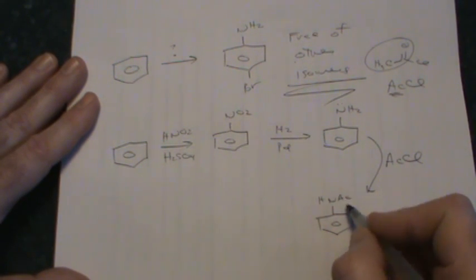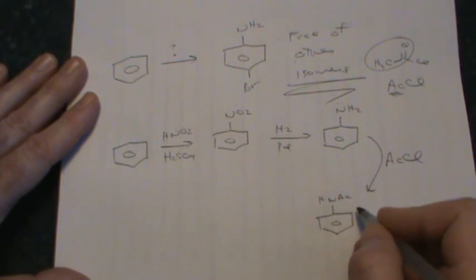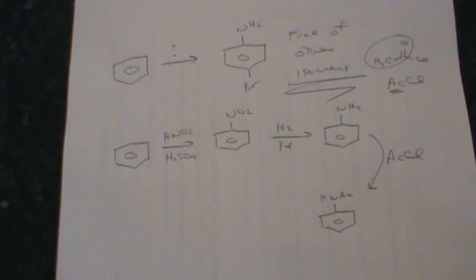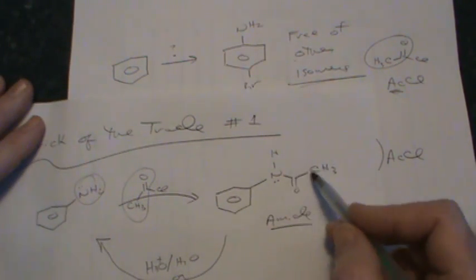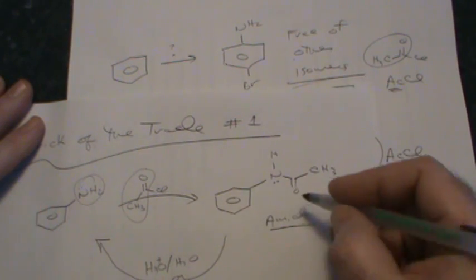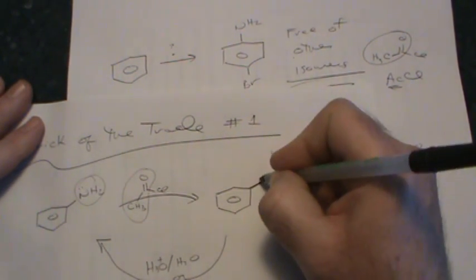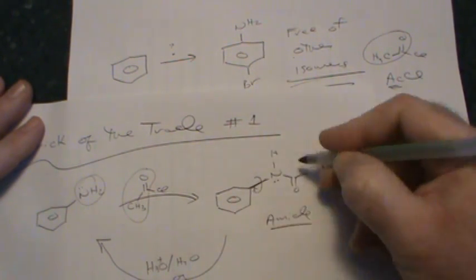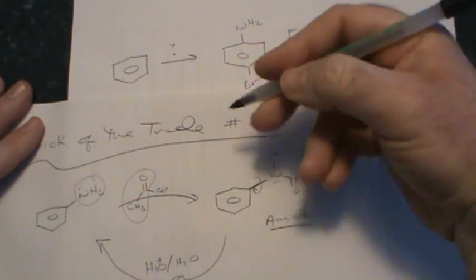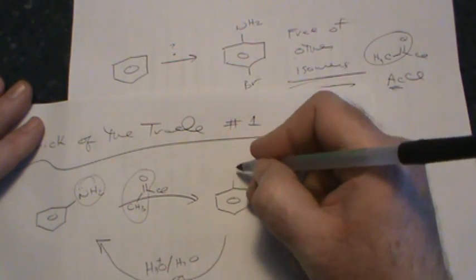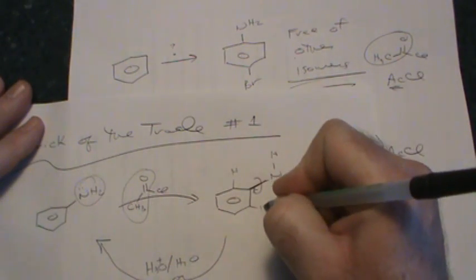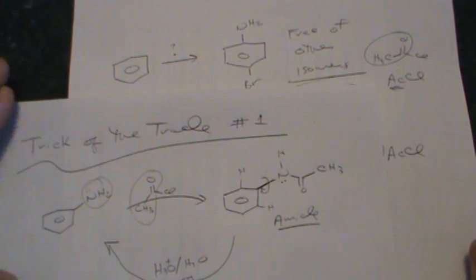Now this new functional group, this new amide with the acetyl group on board, is actually sufficiently large. Here it is drawn out. There's the acetyl group. It's sufficiently large, and this carbon-nitrogen single bond is free to rotate, that this large group rotates around and around and effectively blocks these ortho positions from further reaction.